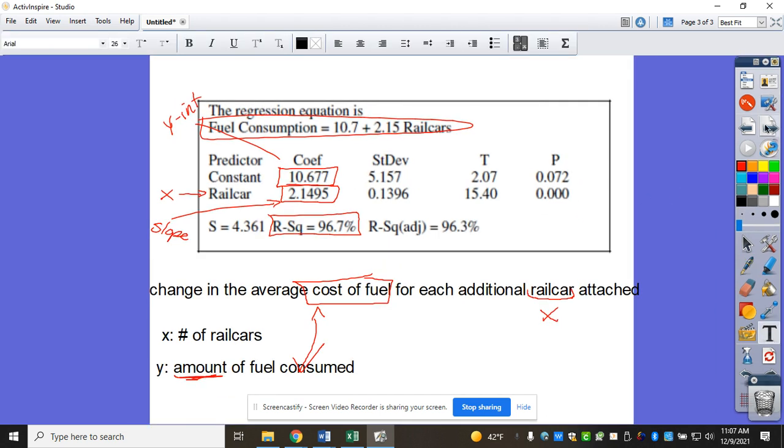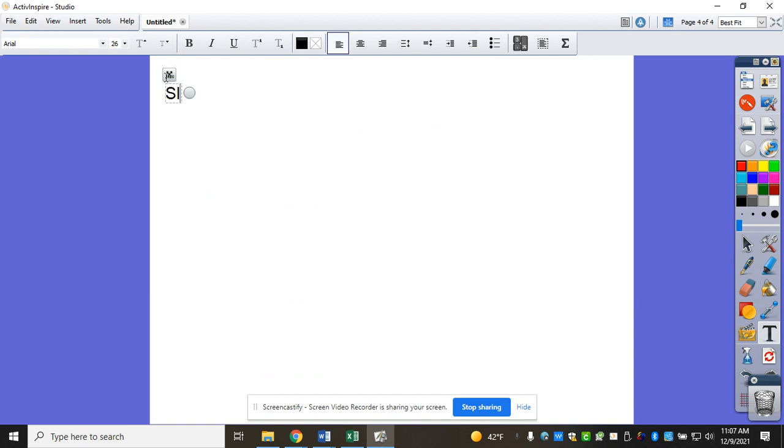So let's kind of write that. I know the problem doesn't ask you to do this, but 2.1495. And you don't need to write this with me. Tell me what to write here.